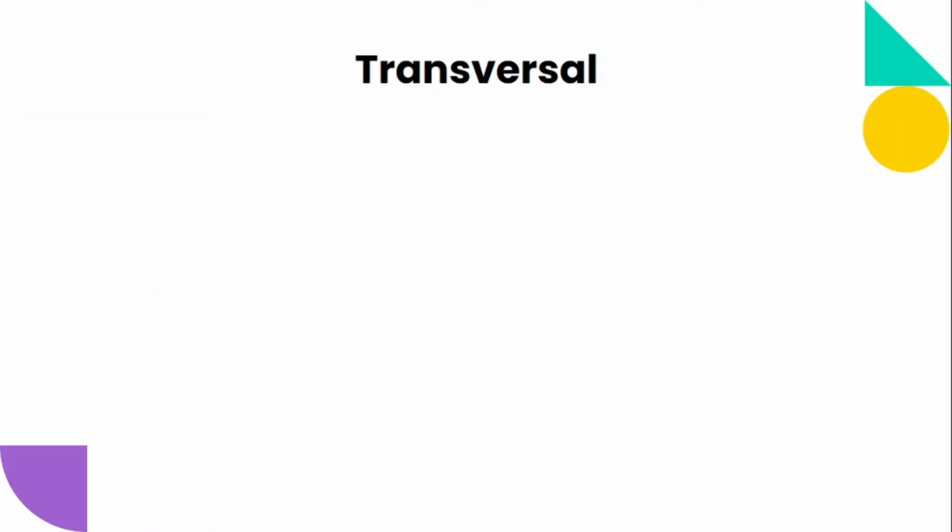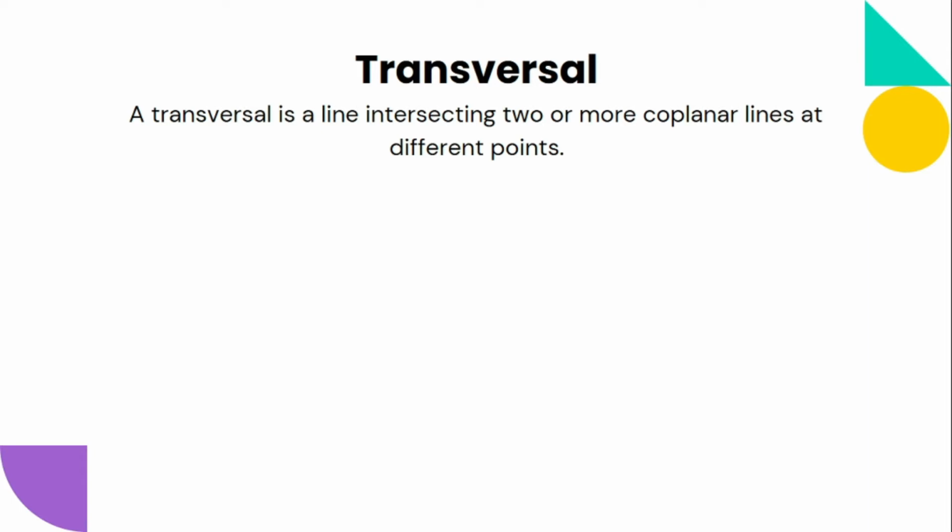Now, first, let's define transversal. Ano nga ba yung transversal na sinasabi natin? So, a transversal is a line intersecting two or more coplanar lines at different points. So, ibig sabihin daw, ang transversal daw ay isang linya na nag-i-intersect sa dalawa pa o higit pa na coplanar na linya sa magkaibang points.